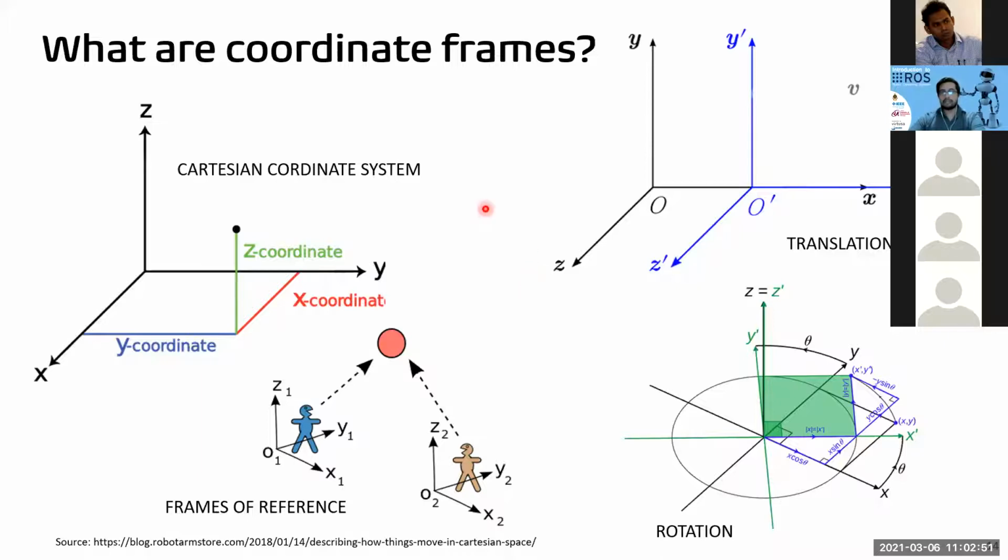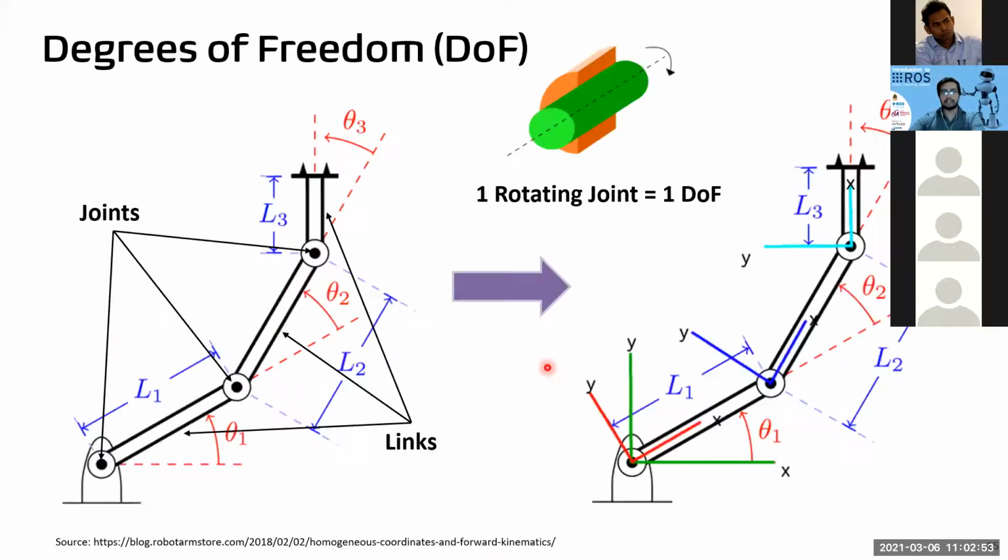Now that you are covered with a few basics, there is one more part to cover, and that is degrees of freedom. This is a very important area in robotics that you have to understand for robotic arms. Now, look at this simple robotic arm. It has three joints marked with arrows, and also three links with lengths L1, L2, and L3.